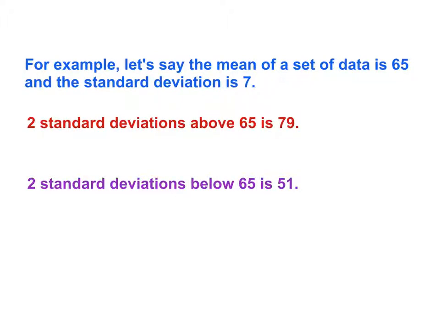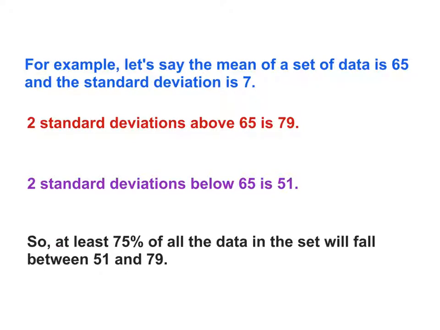Okay? What this means is that at least 75% of the data is in between 51 and 79. Because of Chebyshev's theorem, which says that 2 standard deviations away from the mean, at least 75% of the data is there, I can say that even without having all the data, at least 75% of all the data in this set is going to be in between 51 and 79.